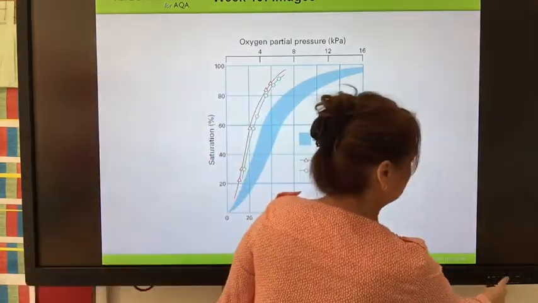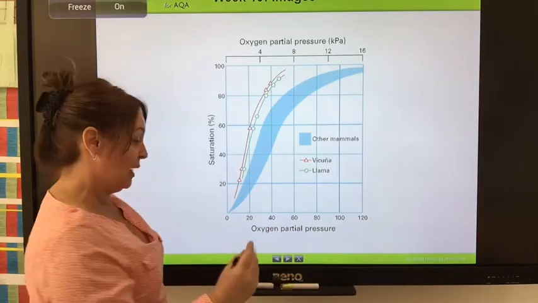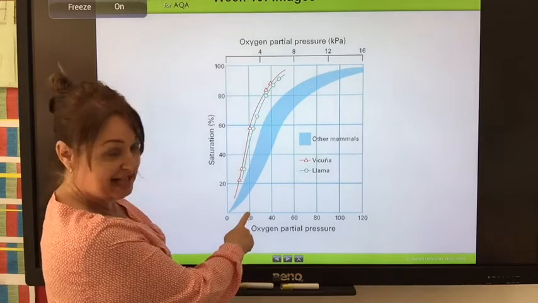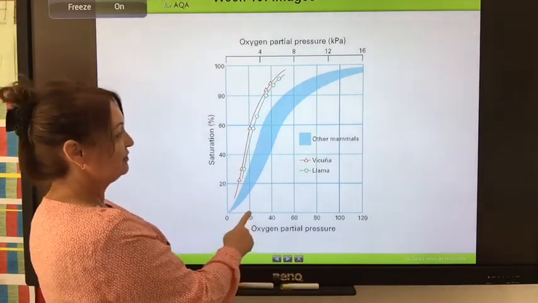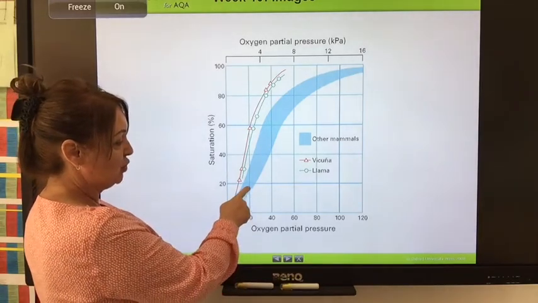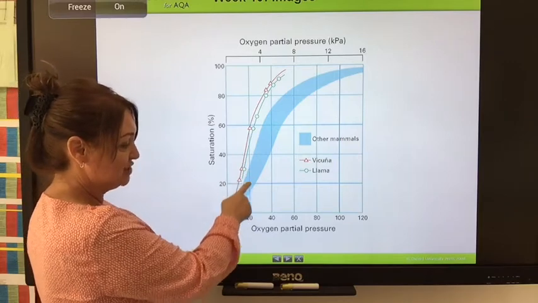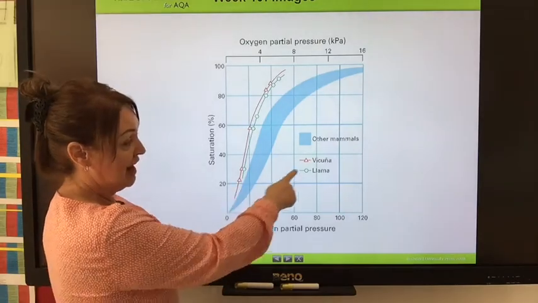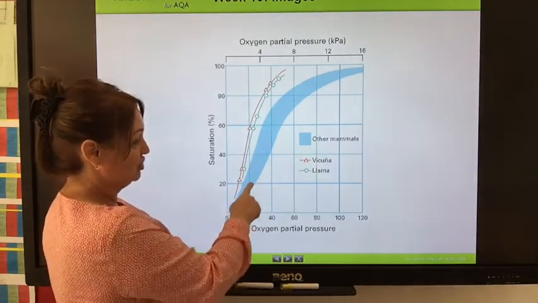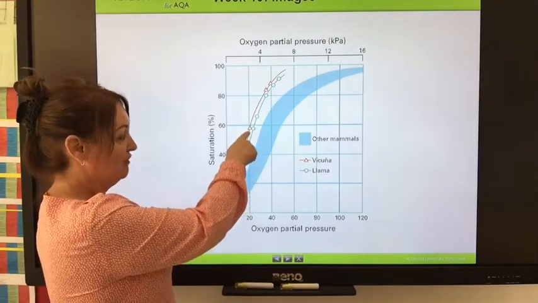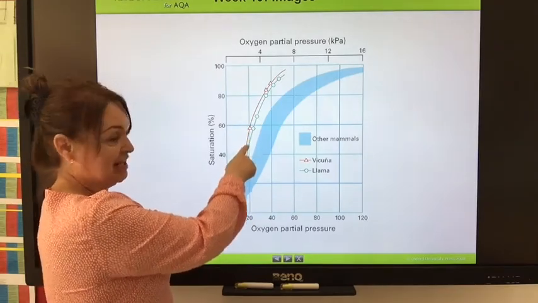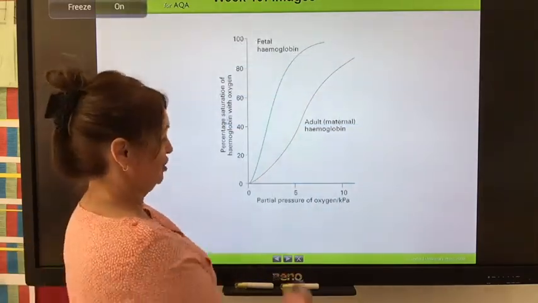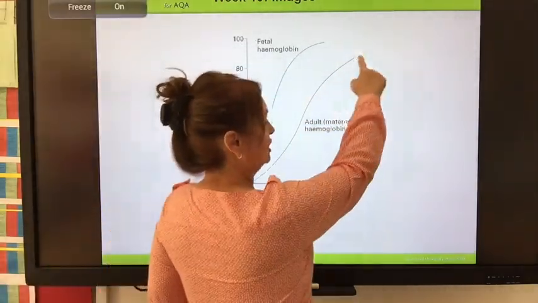So again, if we look at what that graph means, at a partial pressure of 20, if we go up, normal mammals would only have this kind of range of saturation. However, for an animal living at altitude, a lot more of their haemoglobin would be saturated with oxygen. And here's another graph that shows our adult haemoglobin.